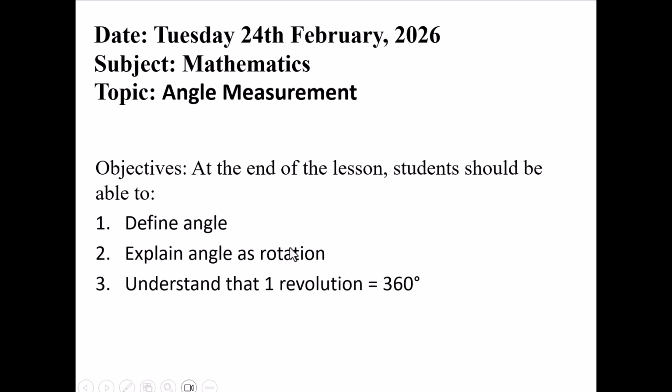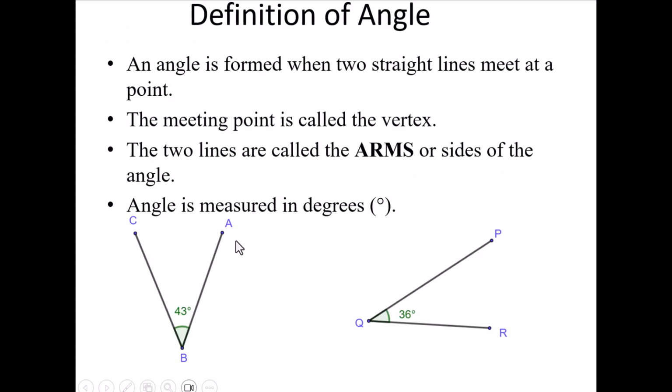We are going to look at the wall clock hand, how the clock rotates, the long hand and the short hand, and the angle involved. Then at the end of today's class, you will understand that one revolution is equal to 360 degrees. So these are the objectives for today's class. So let's move on.